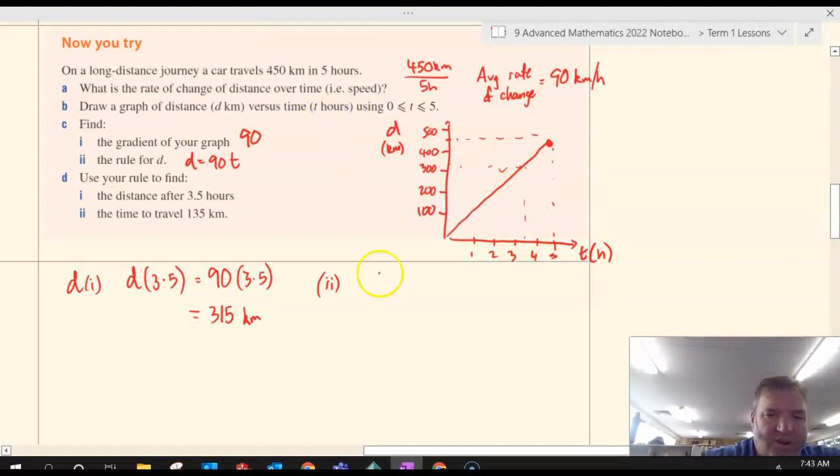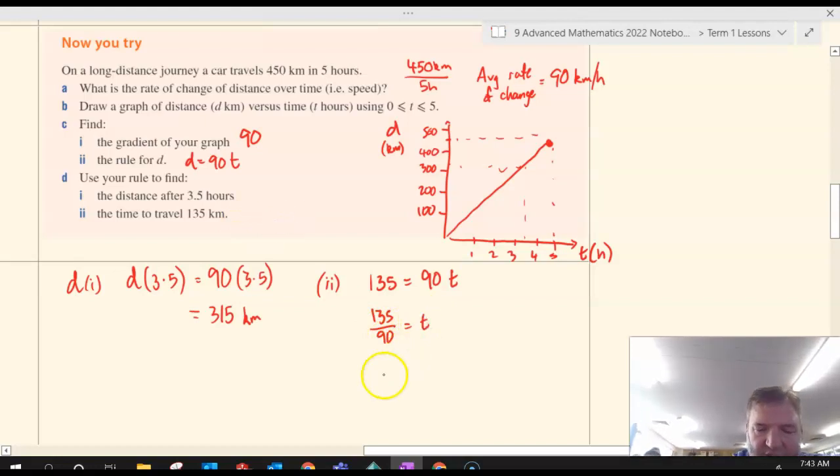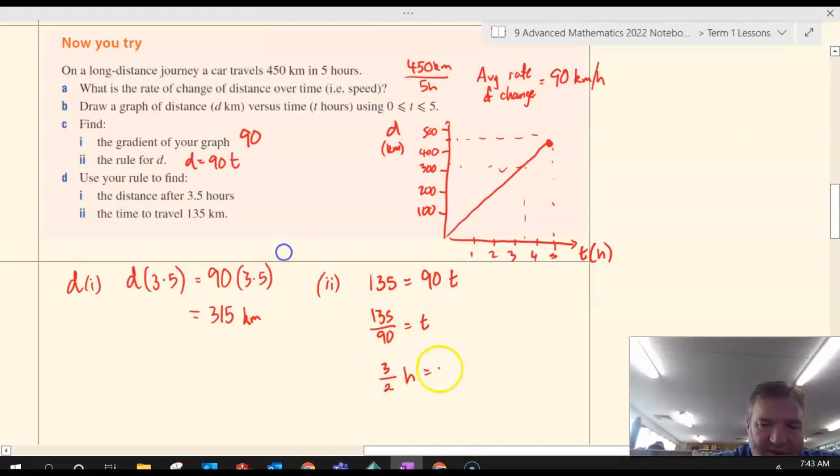The time to travel 135 kilometres. 135 equals 90 multiplied by t. 135 over 90 equals t. You're as good at your 45 times table as anyone could be. 45 goes into the top 3 times and into the bottom 2. So 3 over 2 hours is the time. And you could write a nice little statement. It takes 1.5 hours to travel 135 kilometres.